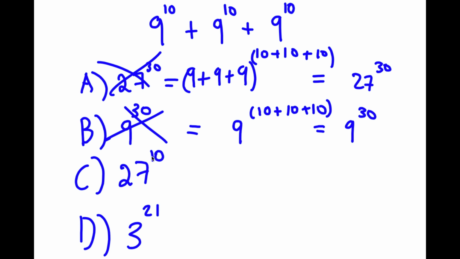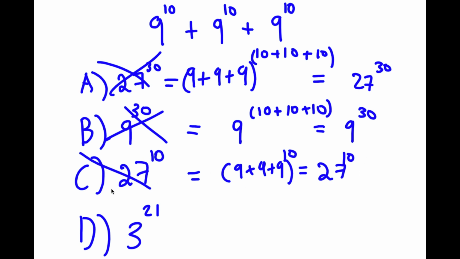Now for C, we have 27 to the power of 10. How you get this is you add all the bases and keep the exponent the same. So you do 9 plus 9 plus 9 to the power of 10. We keep the exponent 10 the same. 9 plus 9 plus 9, that's 27. So we have 27 to the power of 10. That's how you got this answer. And that is wrong as well. That's not the right way to add exponents.